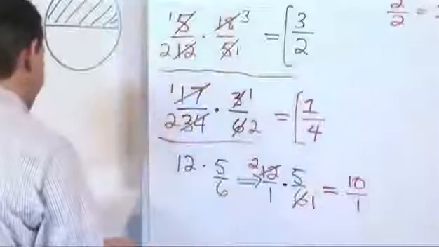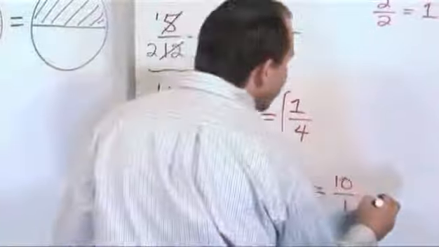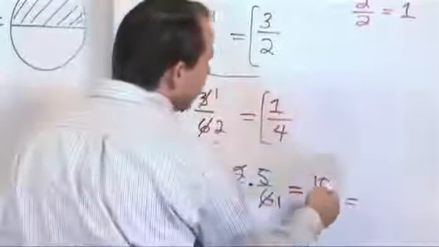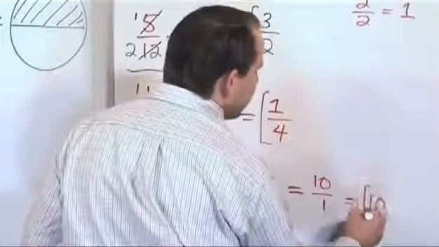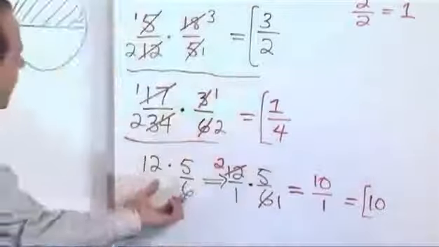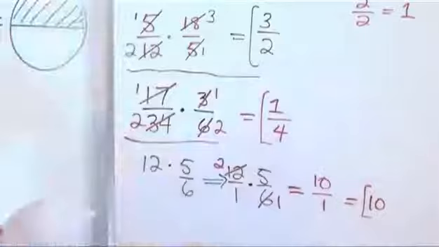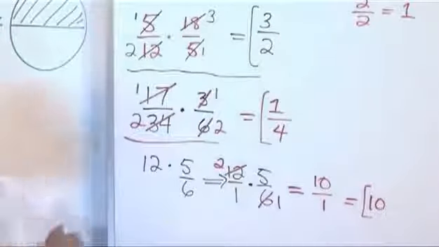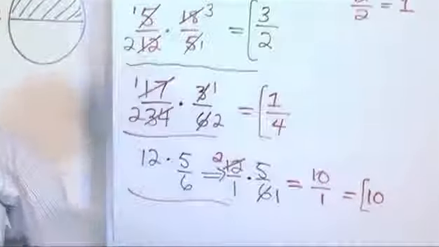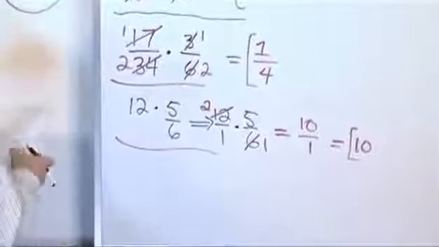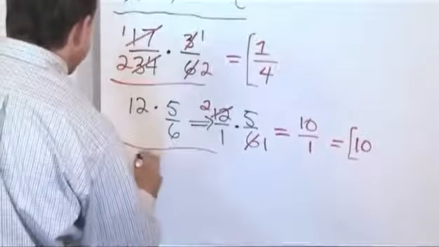Now, I can circle the answer and say 10 over 1, but don't forget, fractions are just division. So 10 divided by 1 is 10. And that's the answer. So if you take 12 and multiply by 5/6 in your calculator, you'll just get the number 10. That's going to come out the answer. Now let's do one more in this little series here on multiplying fractions.